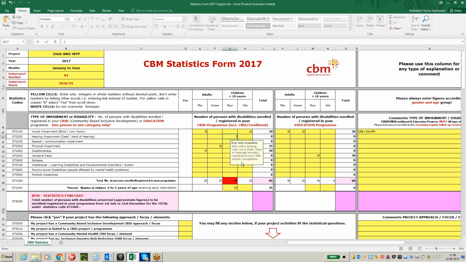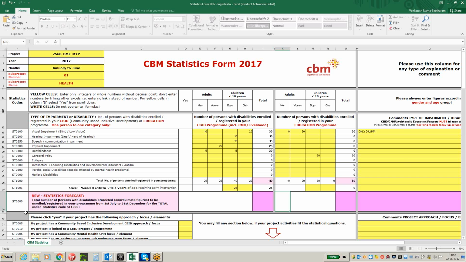So until these two figures are equal, or if the ST1000 is greater than this number, it will not change to the red. You got my logic? It is nothing but a thereof code, which means this 40 persons already includes this 25. This is the logic here. This is just to make sure that when they are filling in, if they are filling anything wrong, it gets highlighted. Okay. Any questions on this?